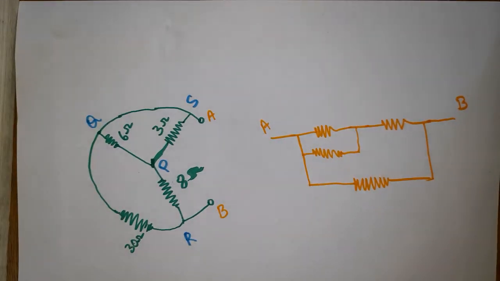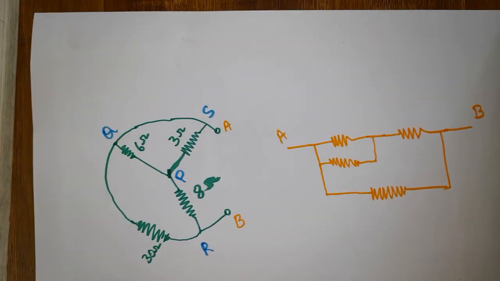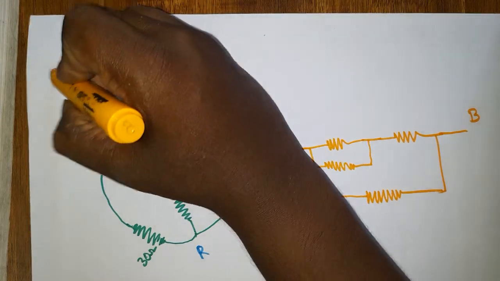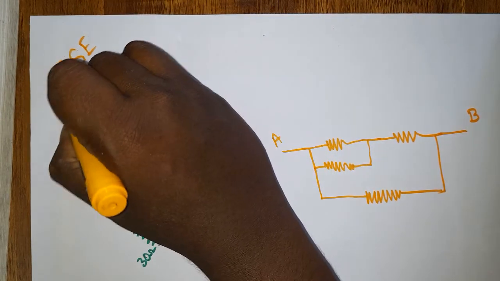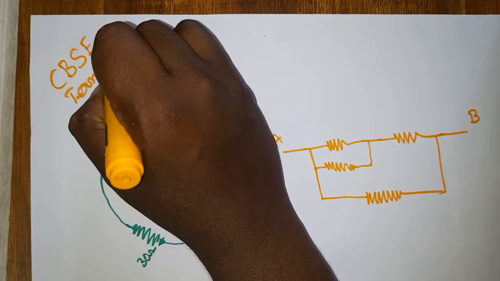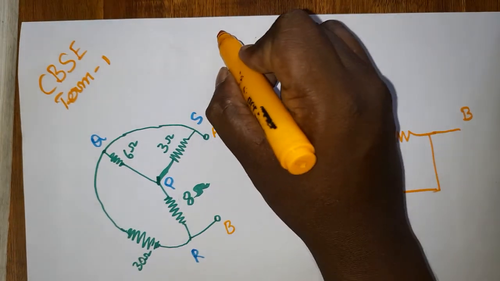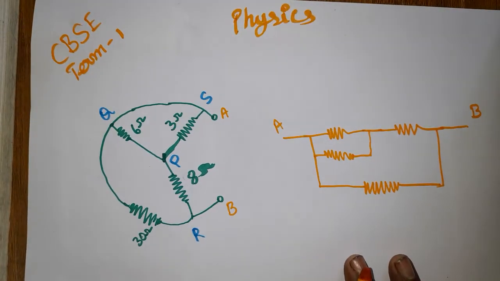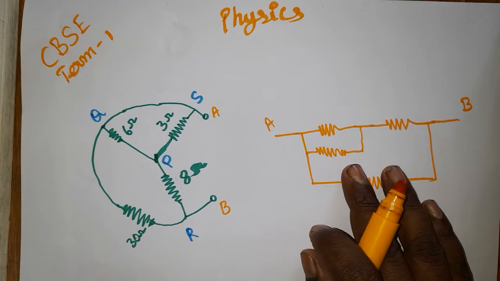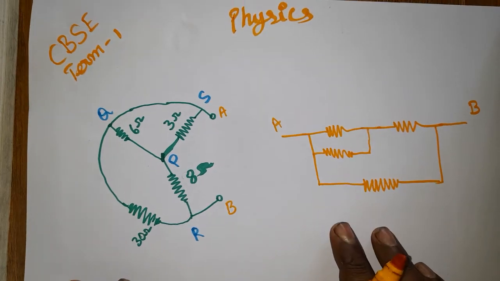So it is for term 1 MCQ class 12 physics, CBSE term 1 exam MCQ physics. Now we'll see how this circuit is modified like this. If you find this, easily you can get the answer.